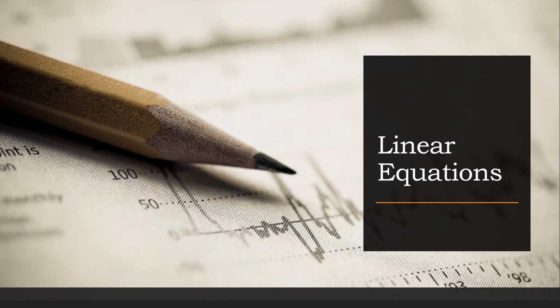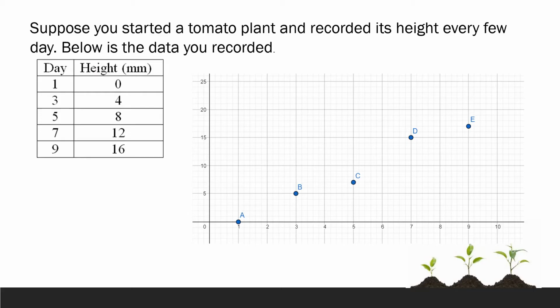In this video, we're going to talk about linear equations. So suppose you have some data on a tomato plant and you recorded its height every few days. And you recorded that day 1, it had a height of 0, day 3, it had a height of 4, and so forth.